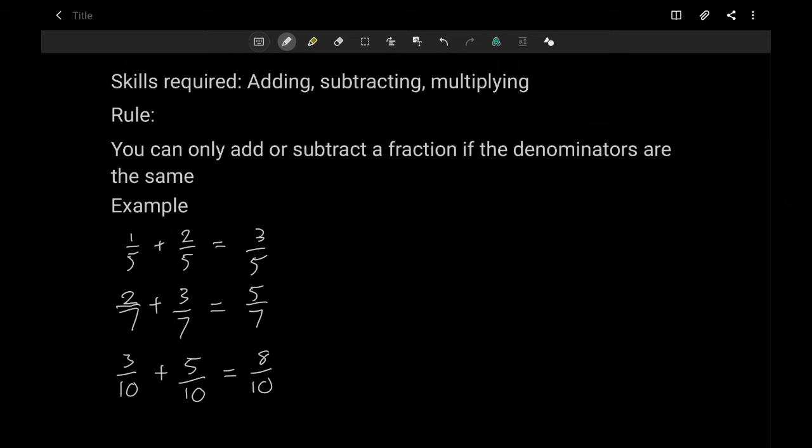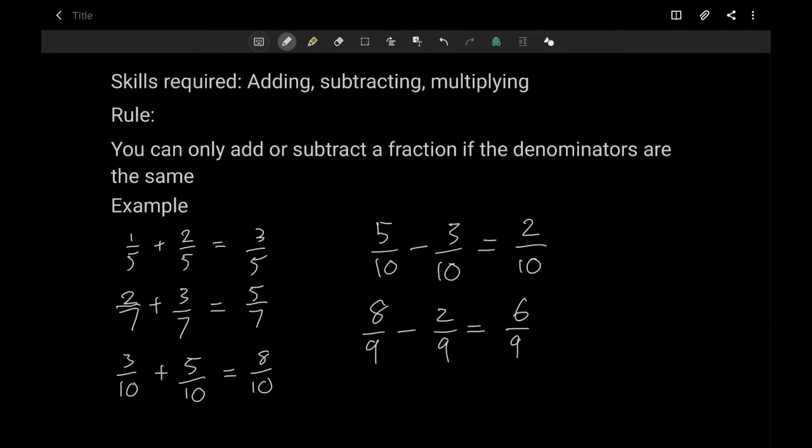Similarly, if we apply this principle to subtraction, and let's use the 3/10 and the 5/10 example. If I had 5/10 and I wanted to subtract 3/10, then the answer would be 2/10. Or if I had 8/9 and I wanted to subtract 2/9, then I would get 6/9.